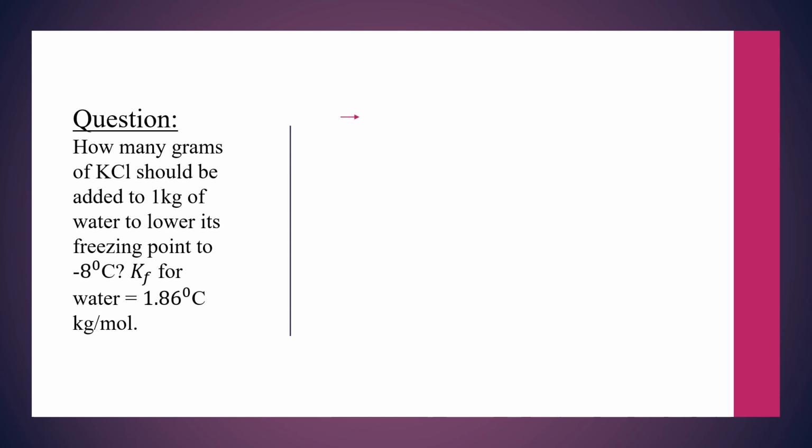Let's check the question. How many grams of potassium chloride should be added to 1 kilogram of water to lower its freezing point to minus 8 degrees Celsius? Kf for water is 1.86 degrees Celsius kilogram per mole. Now come to the solution. The value of Kf for water is given as 1.86. Here it is given that the freezing point is lowered to minus 8. It means the freezing point of the solution is minus 8.